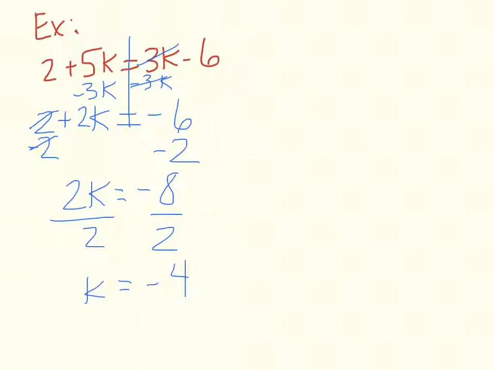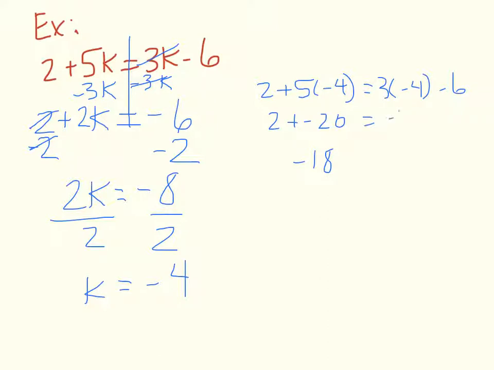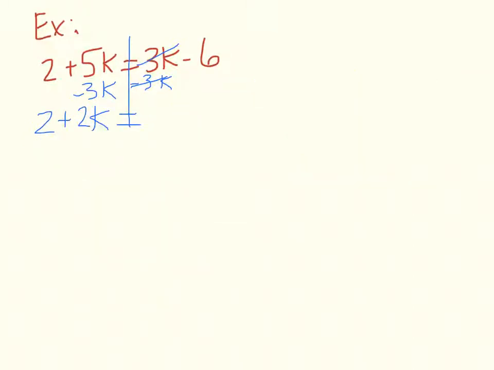And again, don't forget how we can check it. 2 plus 5 times negative 4 should equal 3 times negative 4 minus 6. So 2 plus negative 20 is negative 18. And over here I have negative 12 minus 6. Zoom, zoom. That equals negative 18. It's a real quick, easy way that we can check if we did it correct or not.